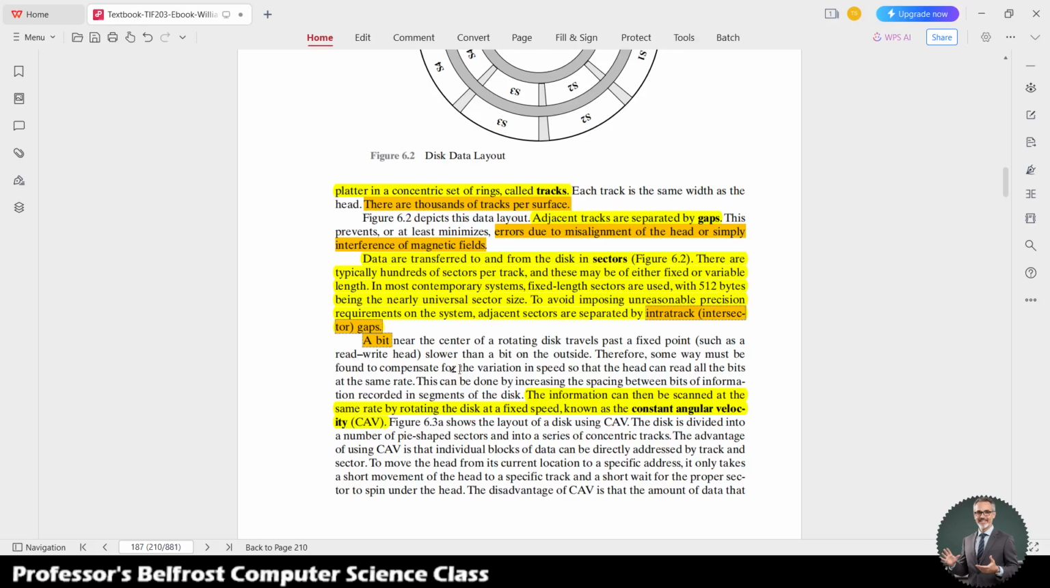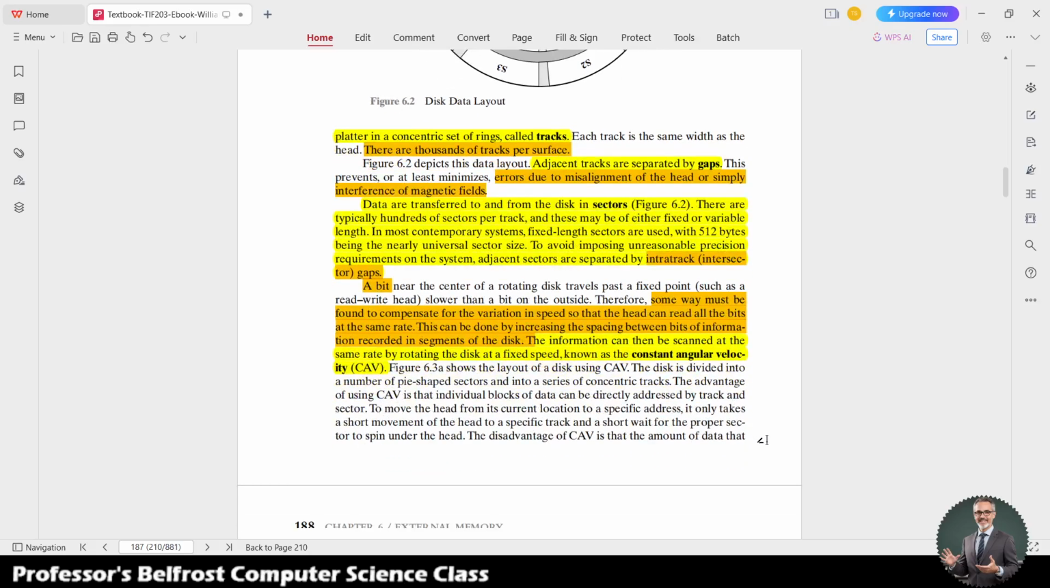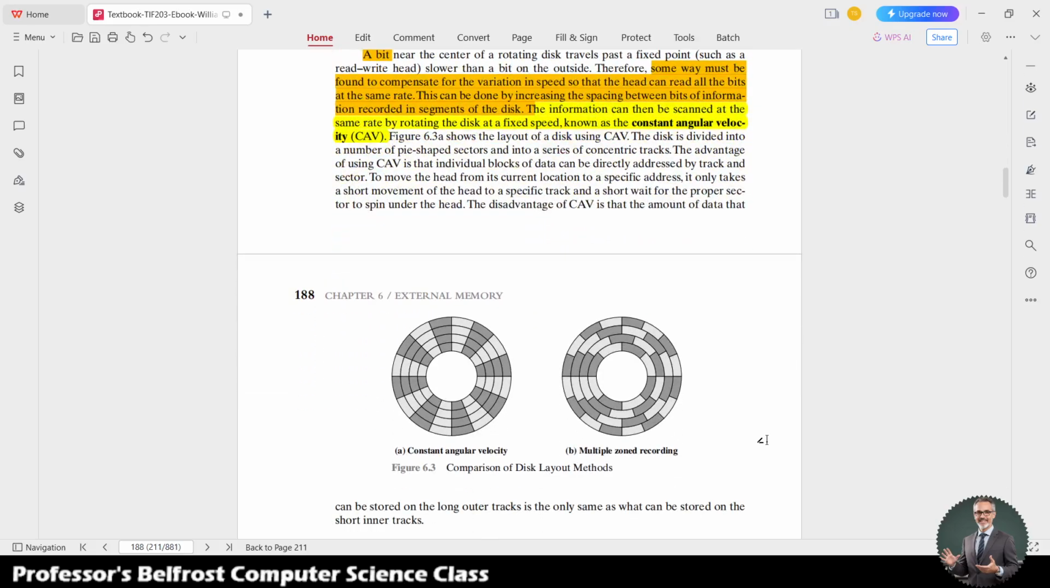Some way must be found to compensate for variation in speed so that the head can read all the bits at the same time. This can be done by increasing the spacing between bits of information recorded in segments of tracks. This is what is called constant angular velocity, CAV. So we see this is CAV, and later we will see multiple zone recording. With CAV, the disk is divided into a number of pie-shaped sectors and into a series of concentric tracks. The advantage of this technique is that individual blocks of data can be directly addressed by track and sector.